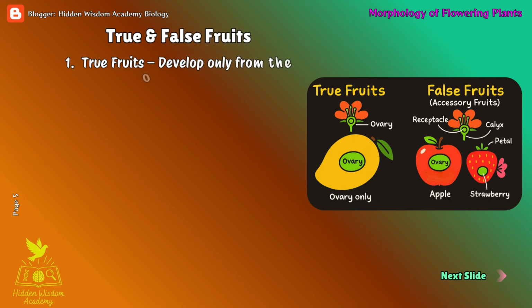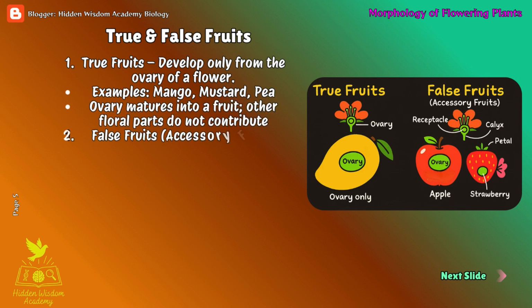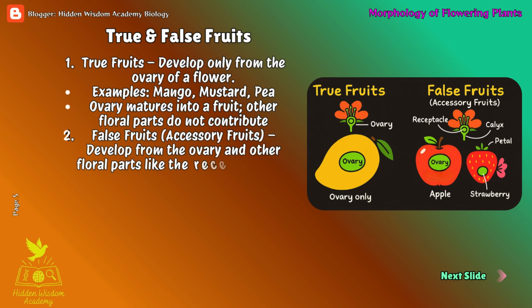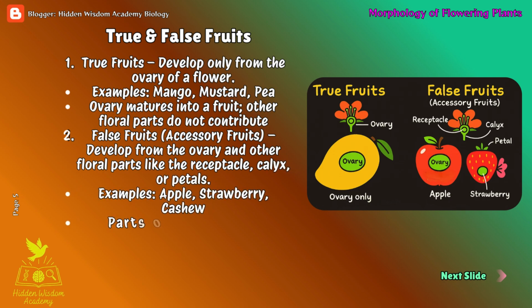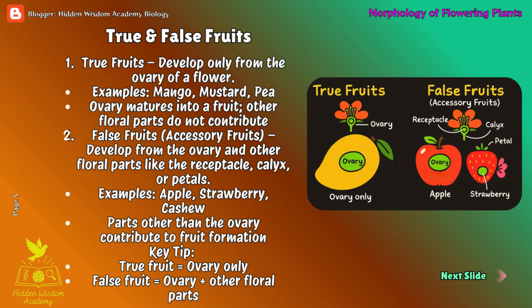Now, let's learn the difference between true and false fruits. A true fruit develops only from the ovary of a flower, like mango, pea, and mustard. No other parts are involved. A false fruit, or accessory fruit, develops from the ovary and other flower parts like the receptacle, calyx, or petals, for example apple, strawberry, and cashew. Remember this tip: true fruit comes from the ovary alone, false fruit involves other flower parts too.